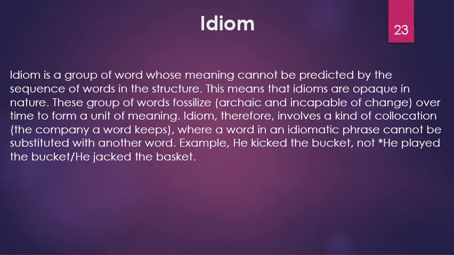Next is idiom. What is an idiom? An idiom is a group of words whose meaning cannot ultimately be predicted from the sequence of words that comprises the given structure, which means that idioms are normally opaque or obscure in nature. These idioms, again, tend to be archaic and incapable of change, meaning that they remain as they are and normally don't change over time.